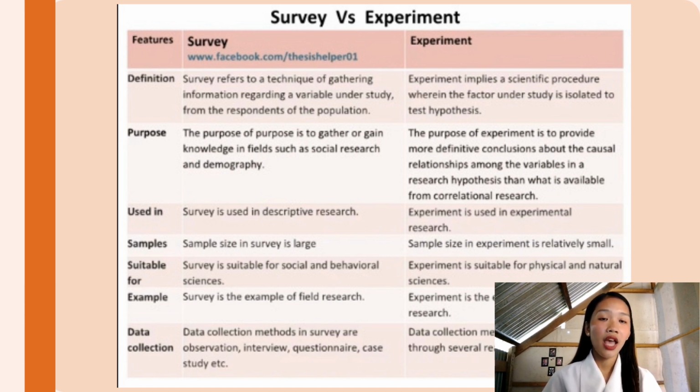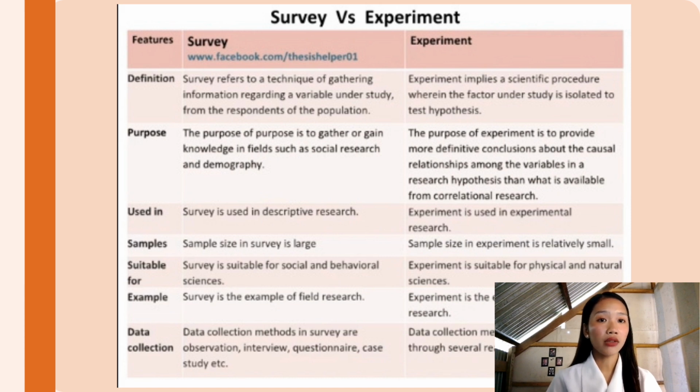And the purpose of the survey is to gather knowledge in fields such as social research, including social issues, human behaviors, and societal structure. Meanwhile, experiment aims to establish causal relationship. When we are talking about causal relationship, it is how independent variables influence the dependent variables to establish cause and effect relationship. And of course, survey is used in descriptive research, meanwhile experiment is used in experimental research.